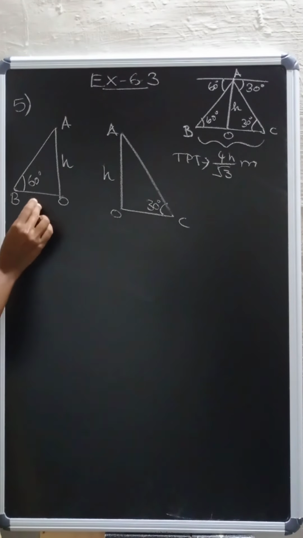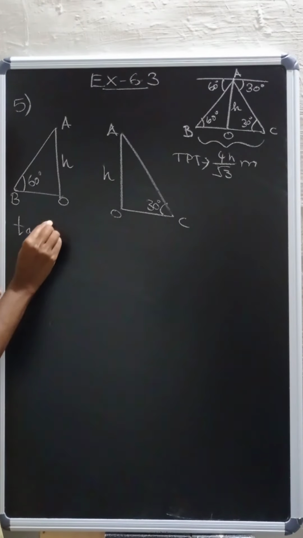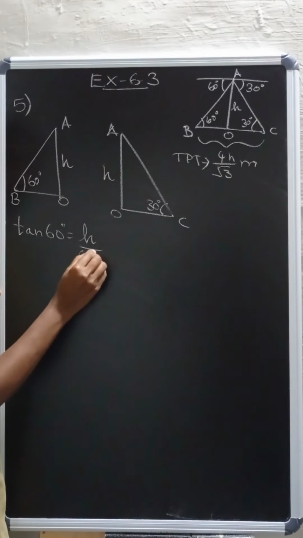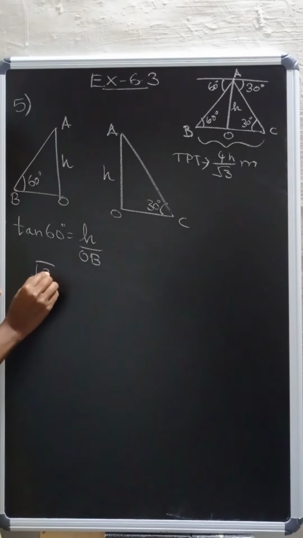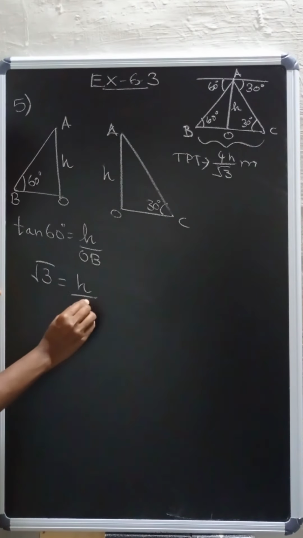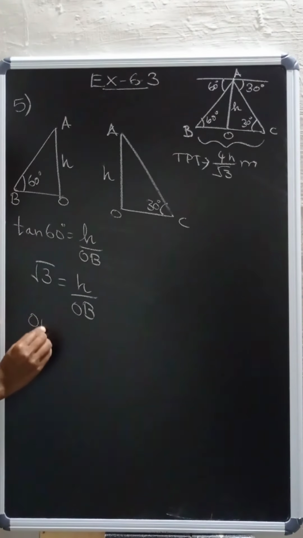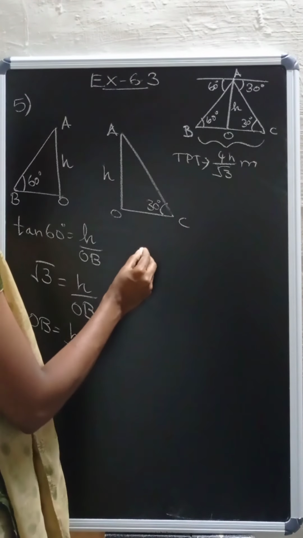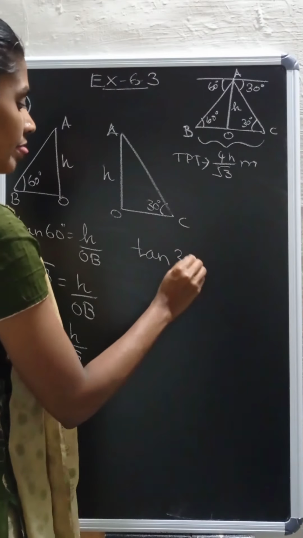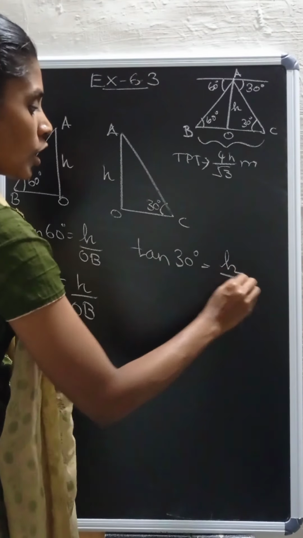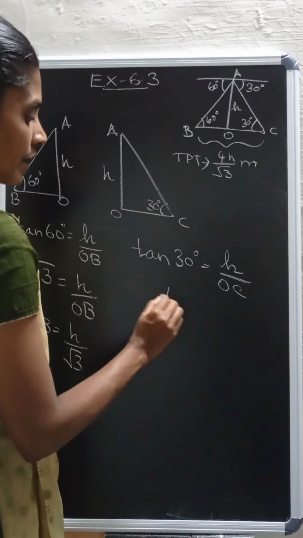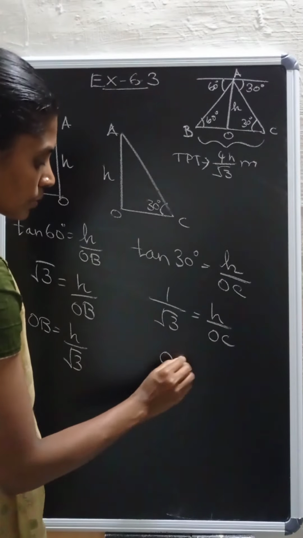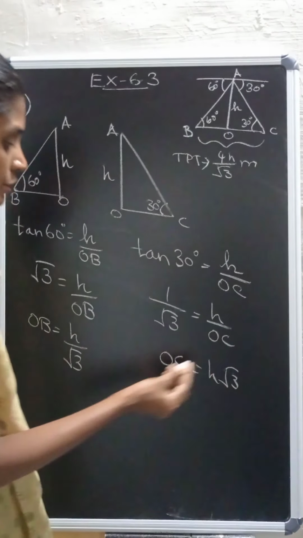So now we need the adjacent, so we take tan theta. Tan 60 degrees is equal to opposite H by adjacent OB. Tan 60 degree value is root 3 by OB. So OB is equal to H by root 3. Now here we need to find OC. So tan 30 degrees is equal to opposite H by OC. Tan 30 value is 1 by root 3. So now OC is equal to H root 3.